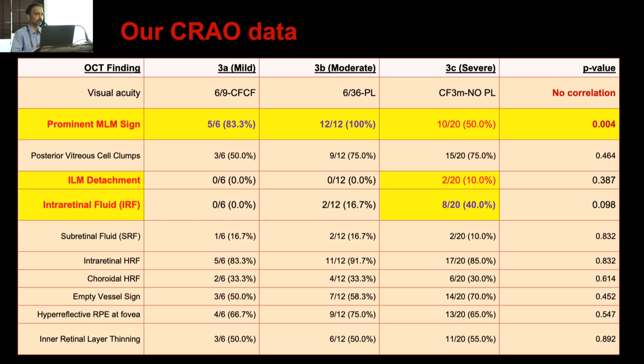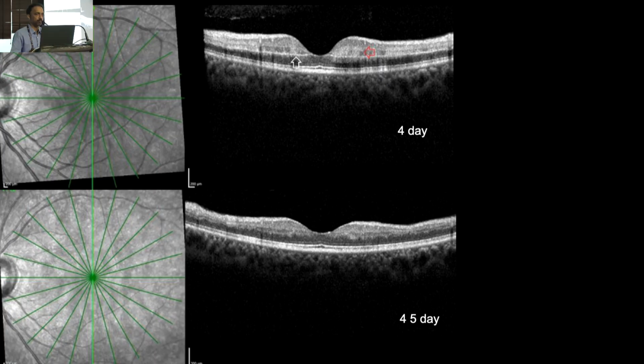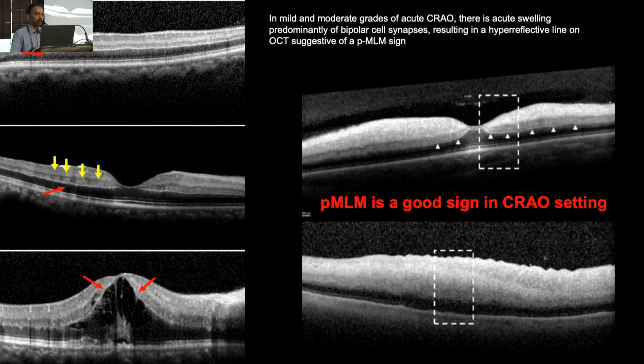But we did identify some other findings which may be of significance, like the presence of the prominent middle limiting membrane that you see in the white arrow. This is a good prognostic sign when you think of CRAO. It is a bad prognostic sign for vein occlusion, but for CRAO it is a relatively good prognostic sign, because once you see that, the ischemia is lesser in these patients, and these patients may do excellently well, as you can see in the final follow-up. Again, in the right-side pictures, in severe ischemia, you don't see the prominent middle layer membranes.